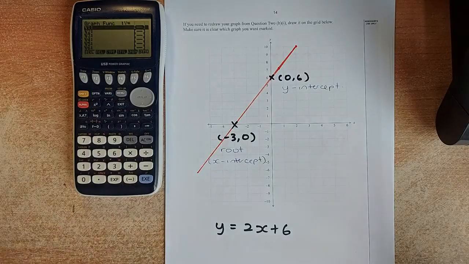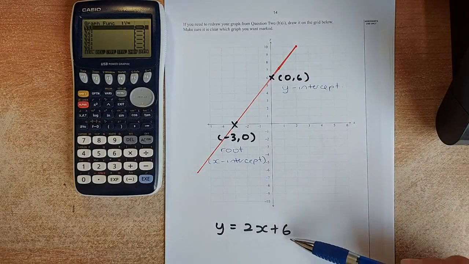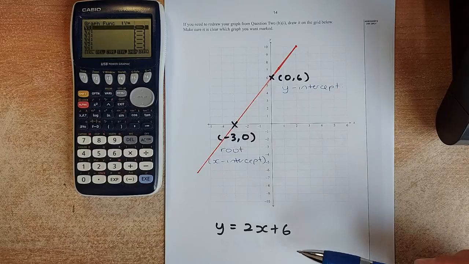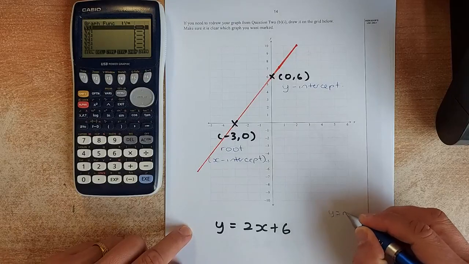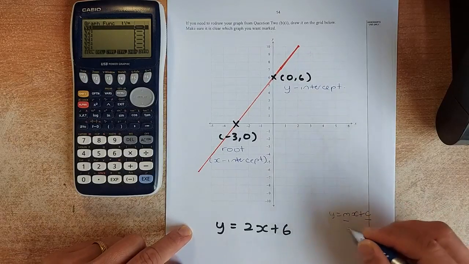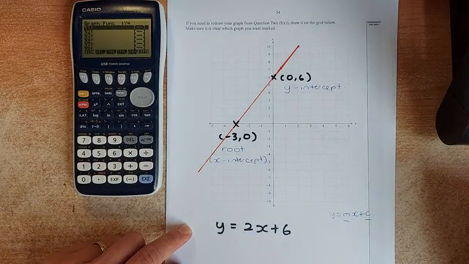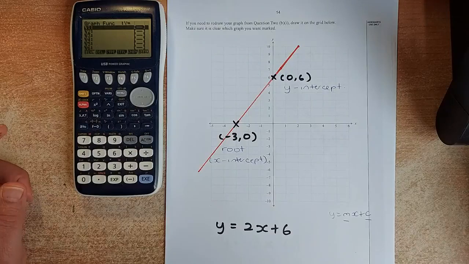Okay, so the first question is I want to draw a linear graph of y equals 2x plus 6. You know that it's a linear graph because the formula for a linear graph is y equals mx plus c, where m and c are numbers. So if that's the case, 2x plus 6 is a linear graph. So to do that, take out your calculator and we will show how to do that.